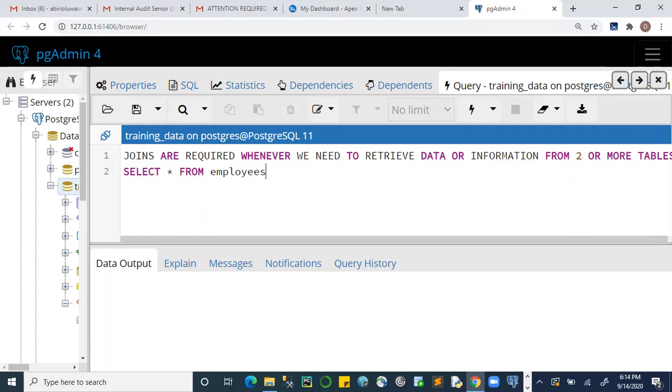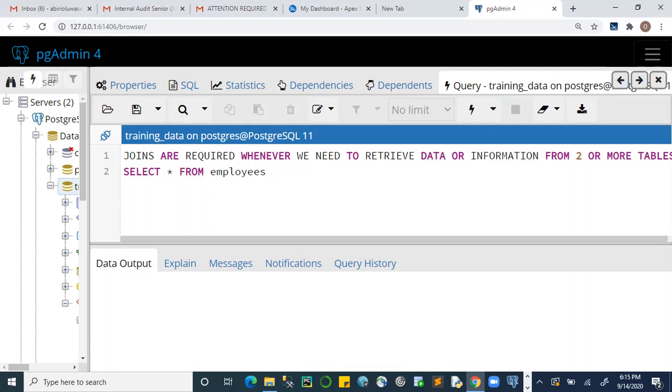You can join two tables together. You can join three tables together. You can join four tables together. Okay, you can join as many tables as possible together in order to retrieve data. And you're going to be getting requirements that will make you do that all the time. So that's why it's not a concept to joke about.